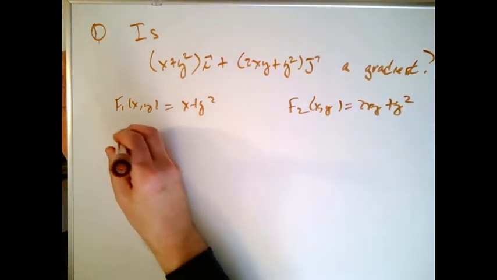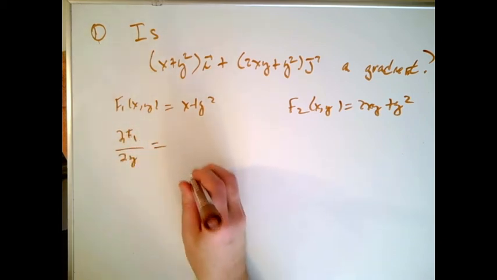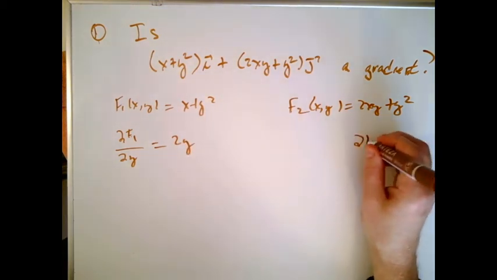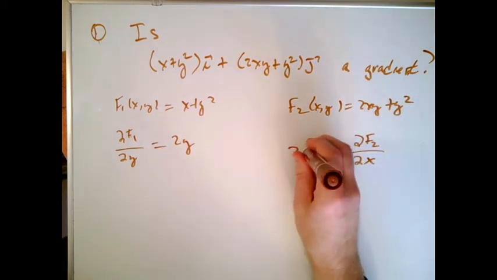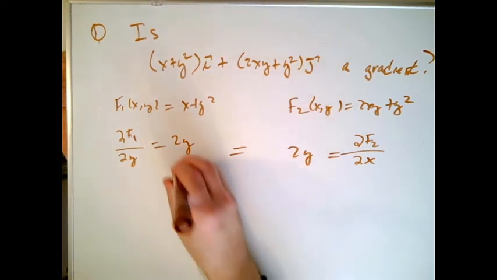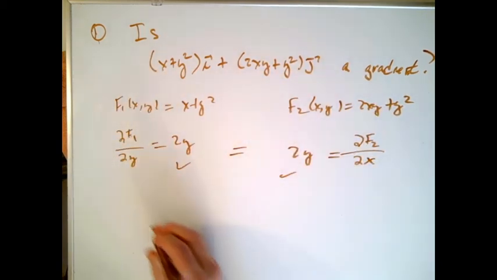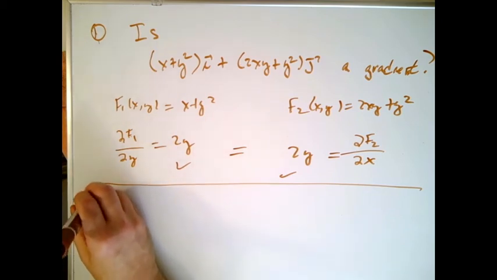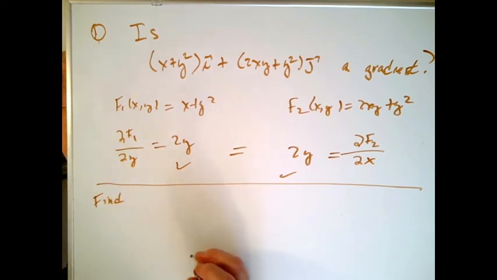Then take the partial derivative of this one with respect to y, and we're going to get 2y. Take the partial derivative of this one with respect to x, and we get 2y. They're equal. Now, we haven't even found the original function at all, but because this is equal to this, that's going to tell us that this thing over here actually is the gradient of some function. Now, how are we going to find that function? By taking antiderivatives and a little teeny bit of guess and check.